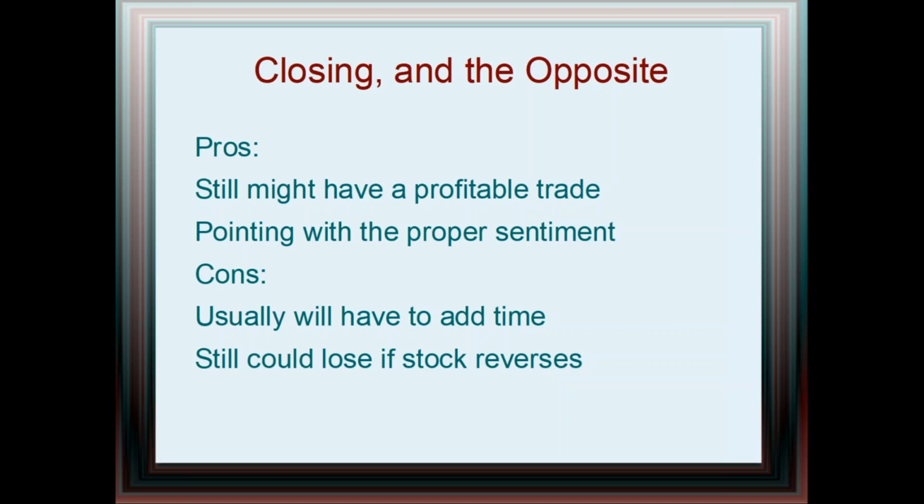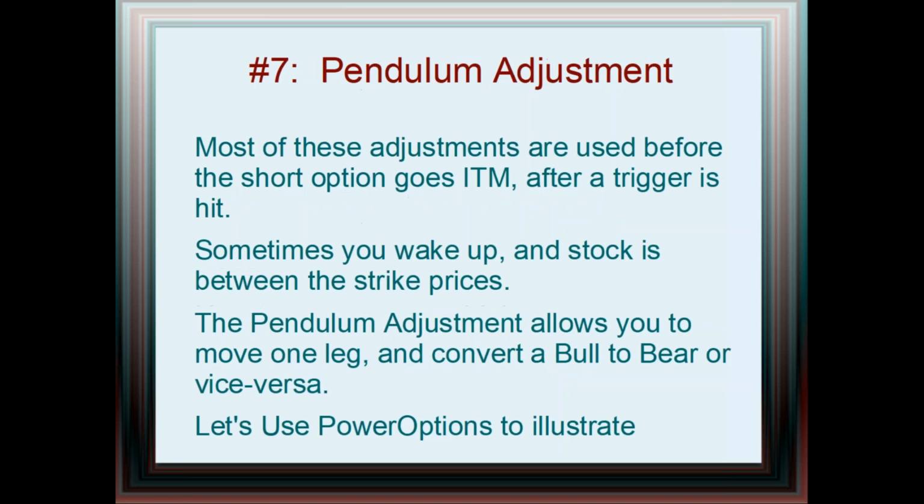But first, I want to talk about adjustment number 7 for credit and debit spreads. Remember, adjustment number 4 is the only one you can't do with a debit spread. All these adjustments you can do on either the credit or the debit. Number 7 is the pendulum adjustment.